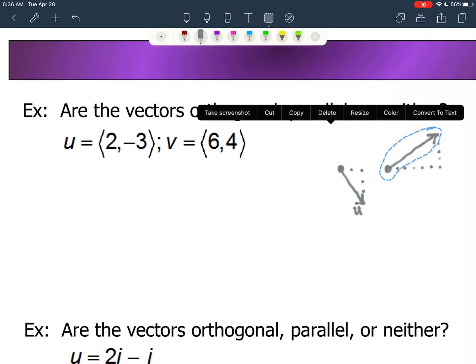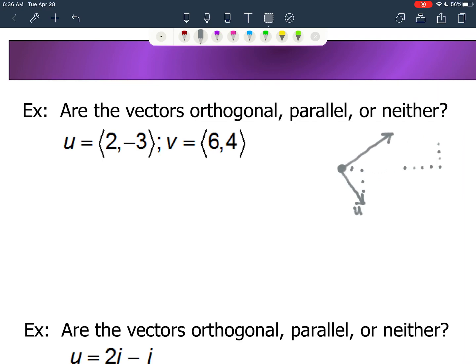These vectors are definitely not going to be parallel because the angle between them isn't 0 degrees. They're not going in the same direction, and they're not going in the complete opposite direction. But they do appear that they might be orthogonal. So that kind of gives me an idea. They might be orthogonal. Okay, let's put that back where it was. This is how we find out.